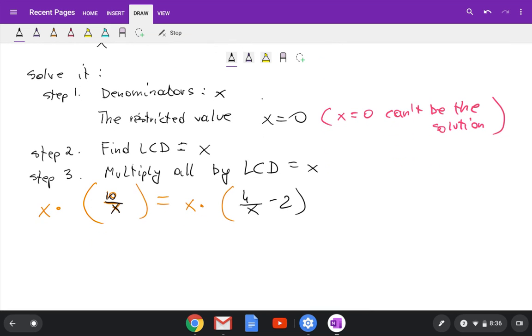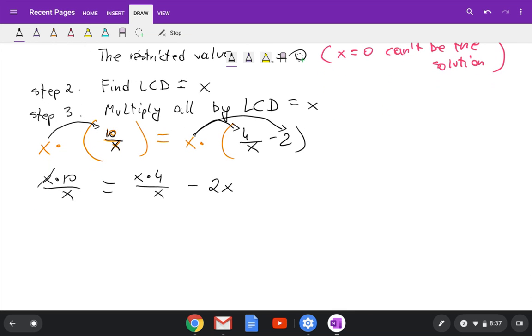And to solve it, we're going to distribute x. So x times 10 over x equal, distribute that x to 4 over x, so that will be x times 4 over x minus 2x.